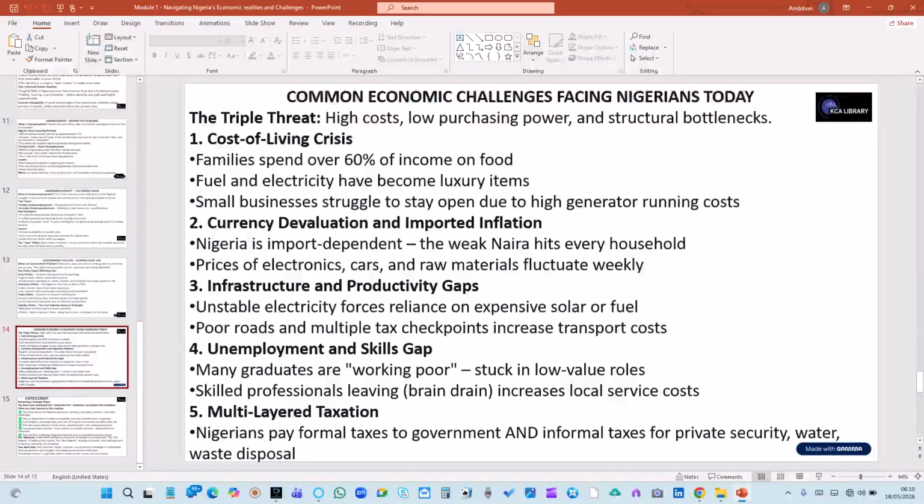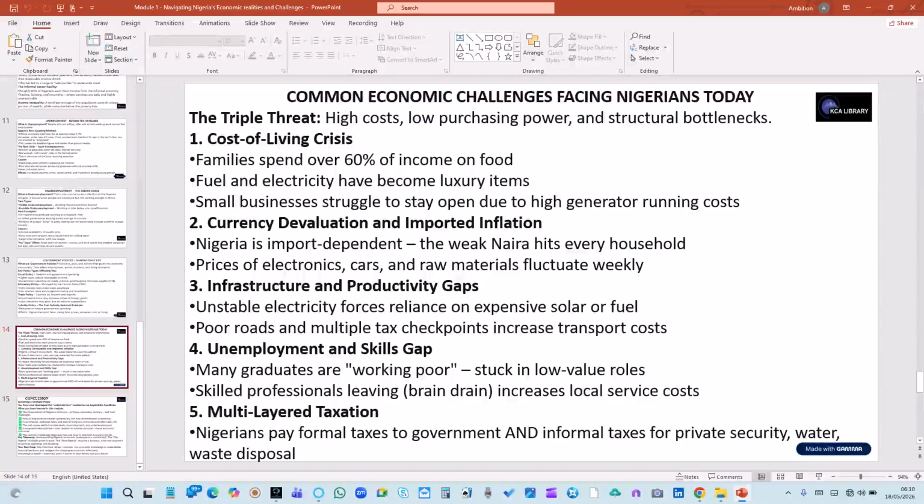Now let us look at common economic challenges facing Nigerians today. That is the triple threat, which includes high cost, low purchasing power, and structural bottlenecks. Now, number one is the cost of living crisis. Many families spend over 60% of their income on food. Fuel and electricity have become luxury items. Small businesses struggle to stay open due to high generator running costs.